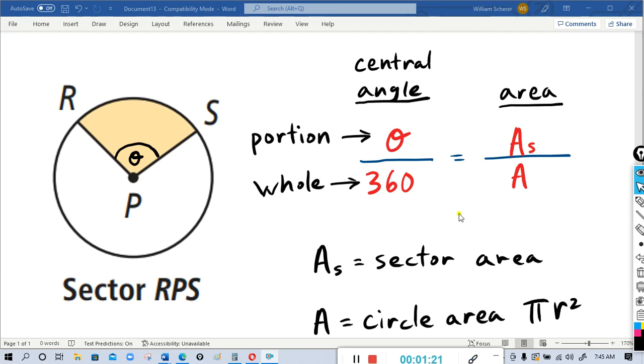Now this setup is for when the angle measurements are in degrees, and if it's in radians, it's just one minor change. If the angle measures are in radians, you simply replace the 360 with 2 pi, because once around the circle, in terms of radians, is 2 pi. So that's equivalent to 360 degrees.